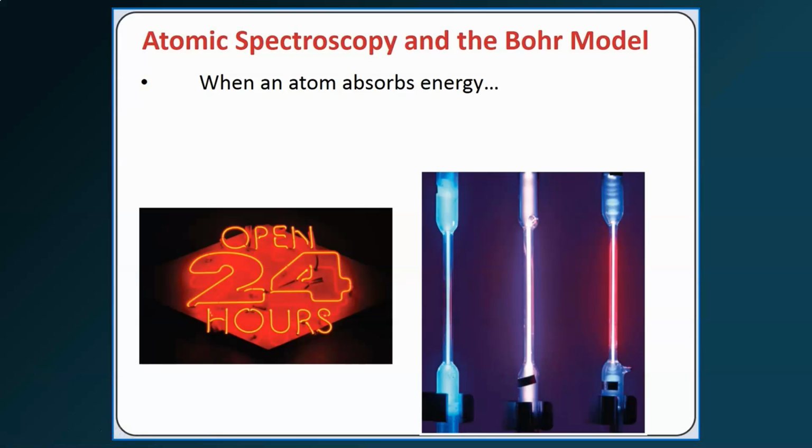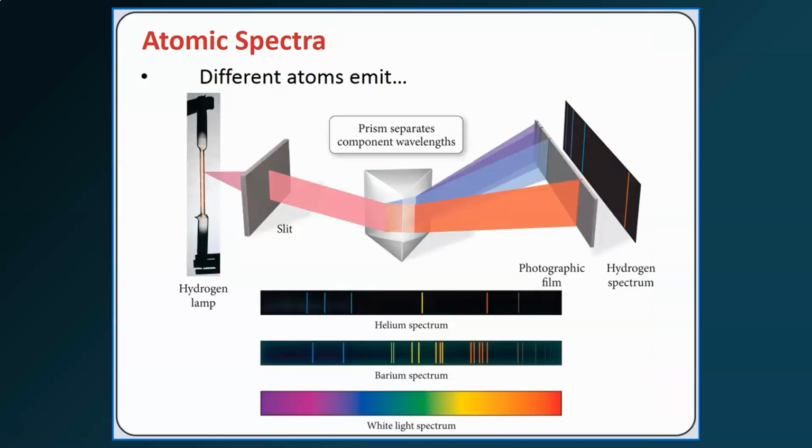When an atom absorbs energy, it could be electrical energy, thermal energy, or electromagnetic radiation, it tends to re-emit that energy as a photon. This is the principle behind neon signs. If you pass electricity through a gas, the gaseous atoms give off light. Different atoms emit different wavelengths of light. For example, if you pass the light from a hydrogen lamp through a slit and a prism, the light will be divided into its component wavelengths. The result is called an atomic spectrum.